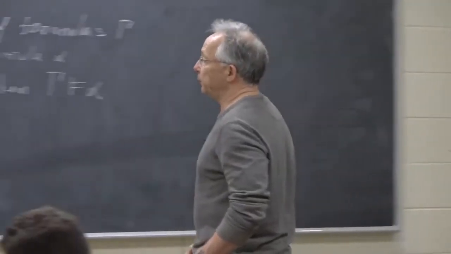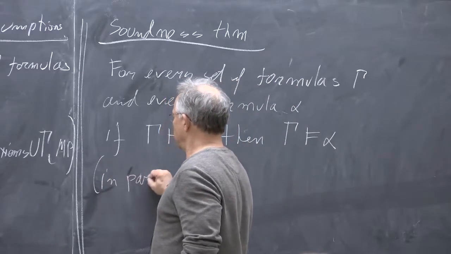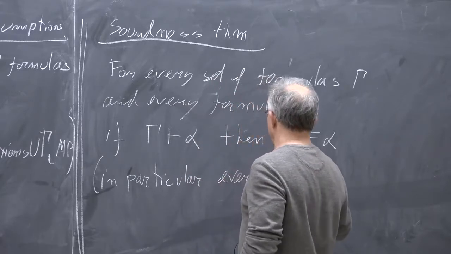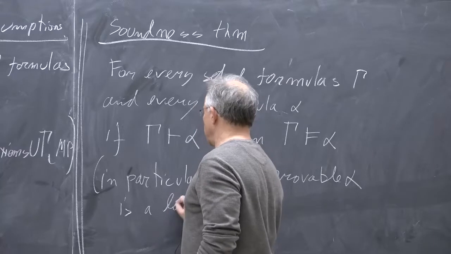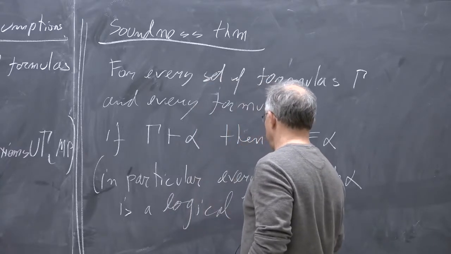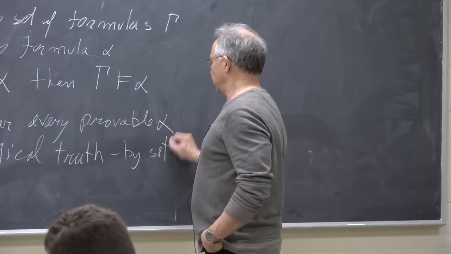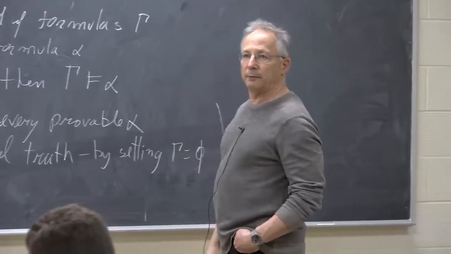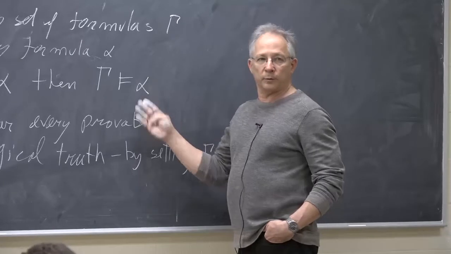Right? And in particular, if we put gamma to be the empty set, every provable alpha is a logical truth. We get this by setting gamma to be the empty set. If alpha is provable from an empty set of assumptions, and being logically implied by the empty set means it is always true.